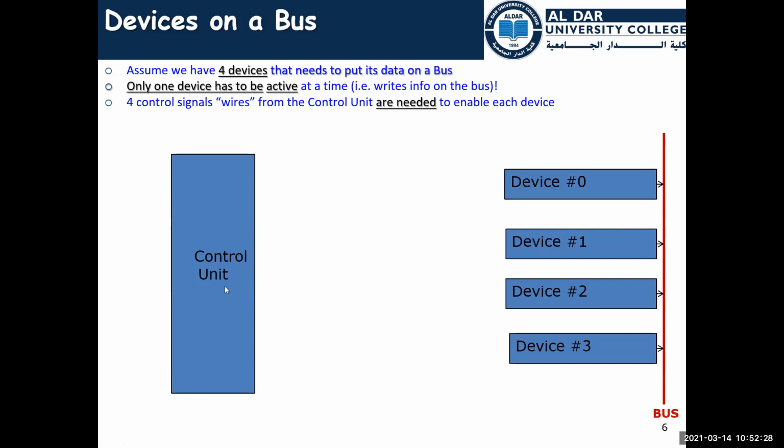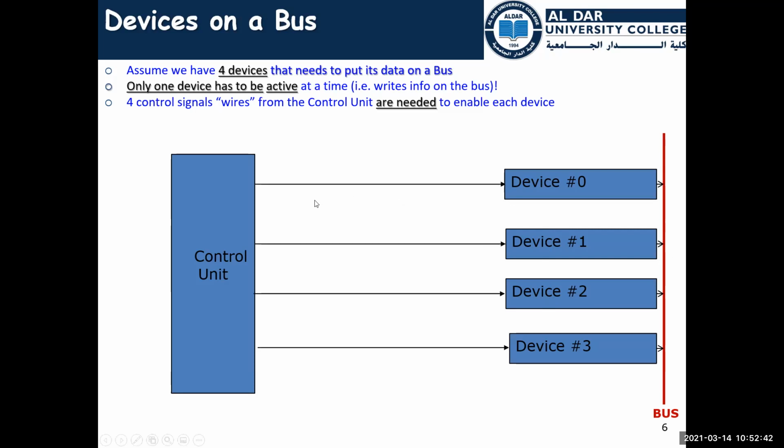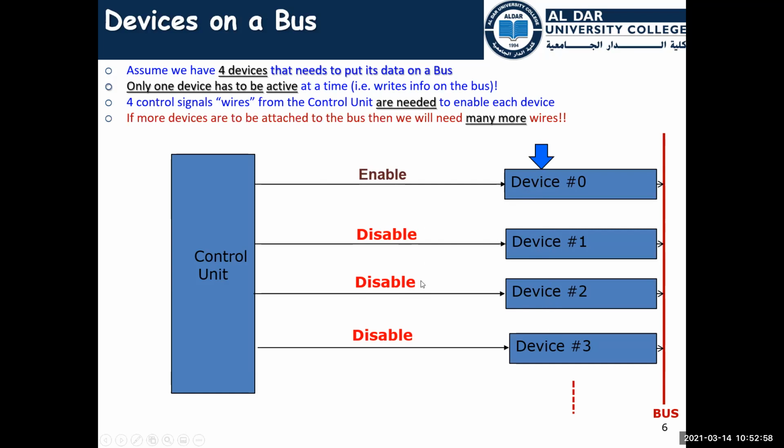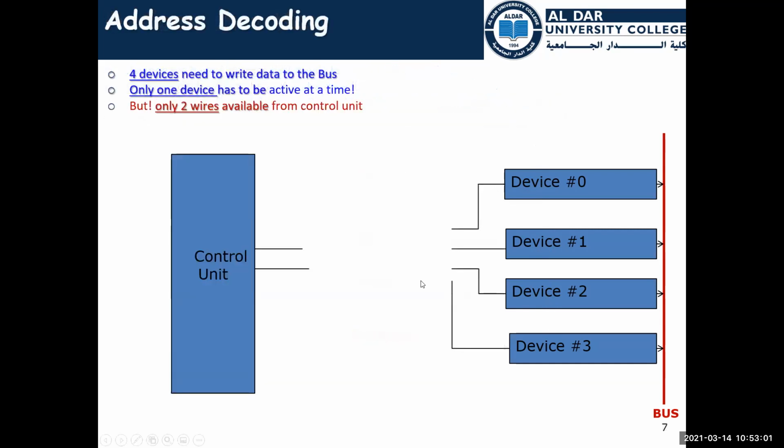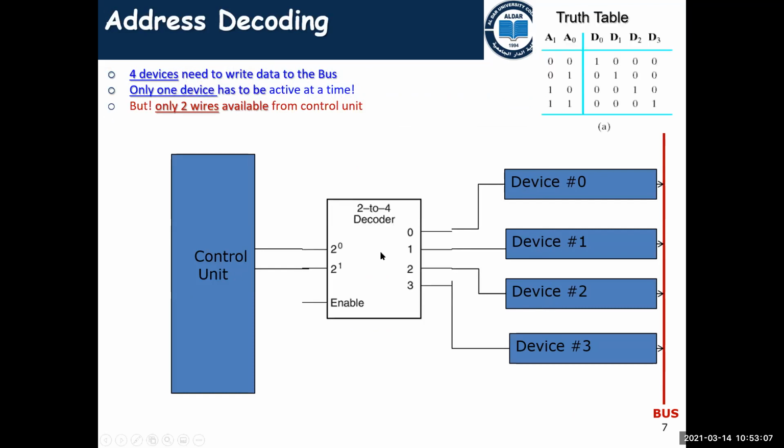The control unit here wants to enable which device. I want to know which device to be used. Okay, I have to find a circuit in between here. This circuit is enabling one of the devices at a time, not all the devices at the same time, only one device at a time. So we enable this one and disable that one, disable that one, disable that one, for example. I want a circuit here between the devices and the control unit.